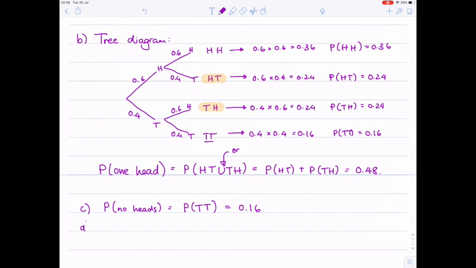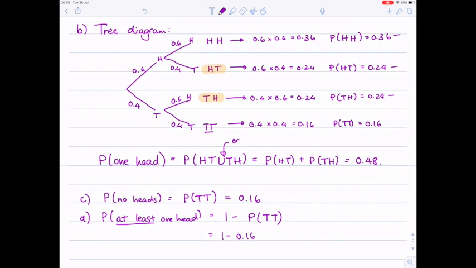And then the final question says, what is the probability of at least one head? So note the at least. And this, you could go through and you could say, well, okay, we've got to add up our probability of heads, heads, and probability of heads, tails, and probability of tails, heads, and you could add those up. But another way of saying that is, well, it must be 1 minus the probability of getting no heads, which we saw in the previous question was just tails, tails. So this is 1 minus 0.16, and our final probability is 0.84.